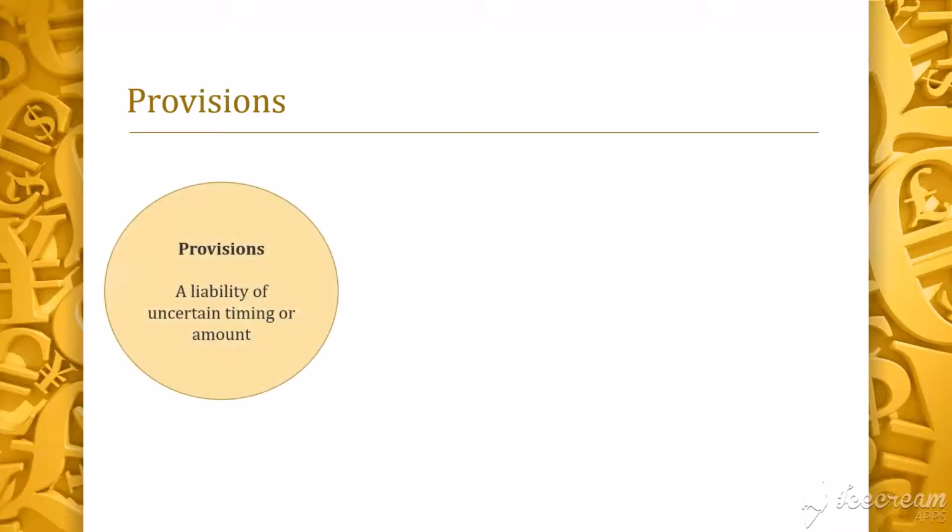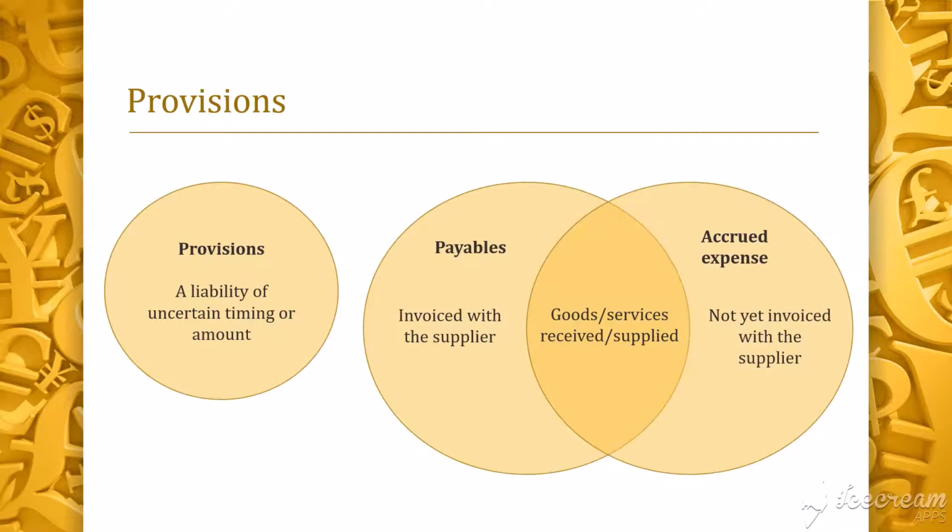A provision is a liability of uncertain timing or amount. We have learned about payables and accrued expenses in previous videos. Both are liabilities, as we know. So how are provisions different from payables or accrued expenses?